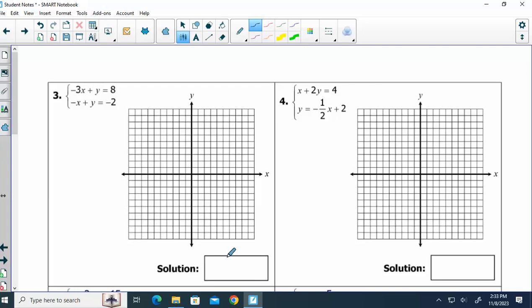Okay, how is this problem different? Right, this is not slope-intercept form. So let's look at the first one. -3x plus y equals 8. So if I want y by itself, I have to add the 3x. So y equals 3x plus 8. So to graph that, we start at 8. I don't have room to go up 3, but we could go down 3, back 1.